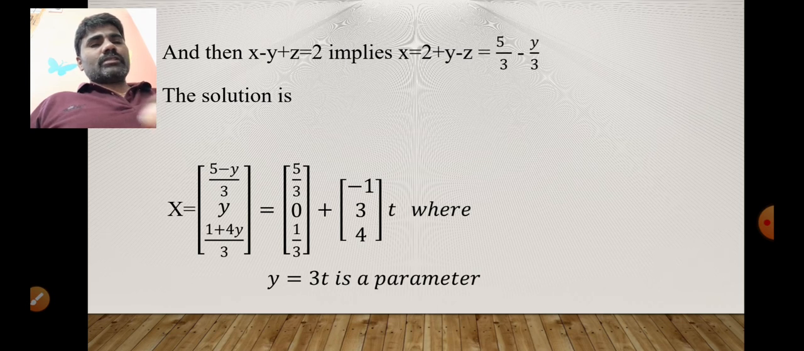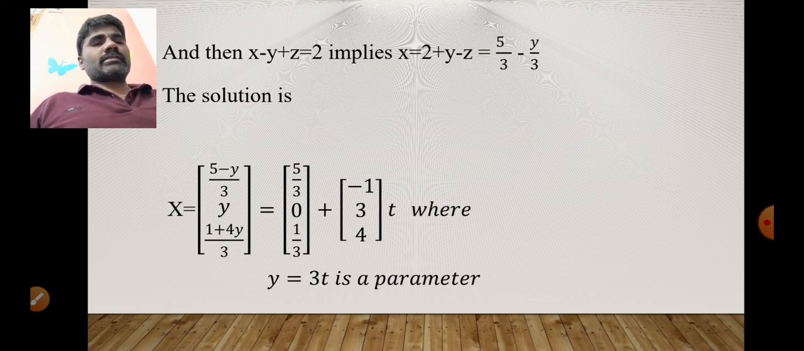Here we split this solution vector into two vectors. One is independent of y, that is (5 by 3, 0, 1 by 3), and another one is (minus 1, 3, 4) times t. t is the parameter, that is, y equals 3t. Now here there are two solutions. (5 by 3, 0, 1 by 3) is always a solution, which is called the particular solution, and (minus 1, 3, 4) times t is a complementary solution.